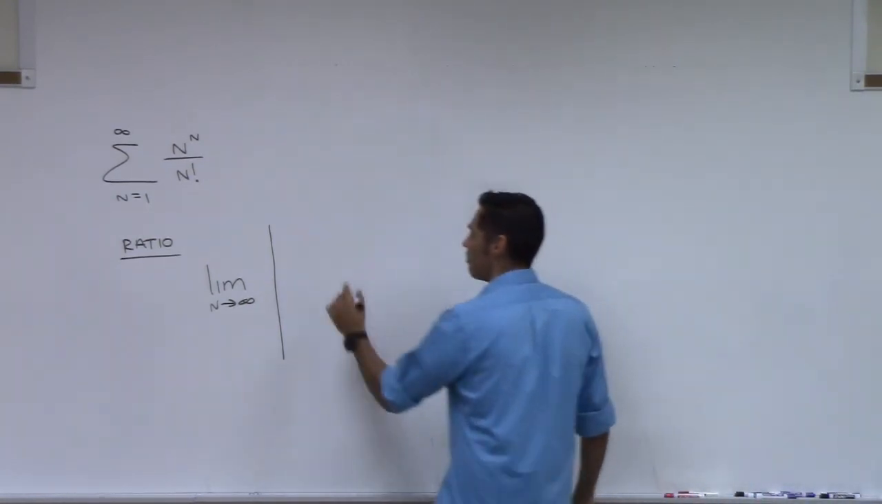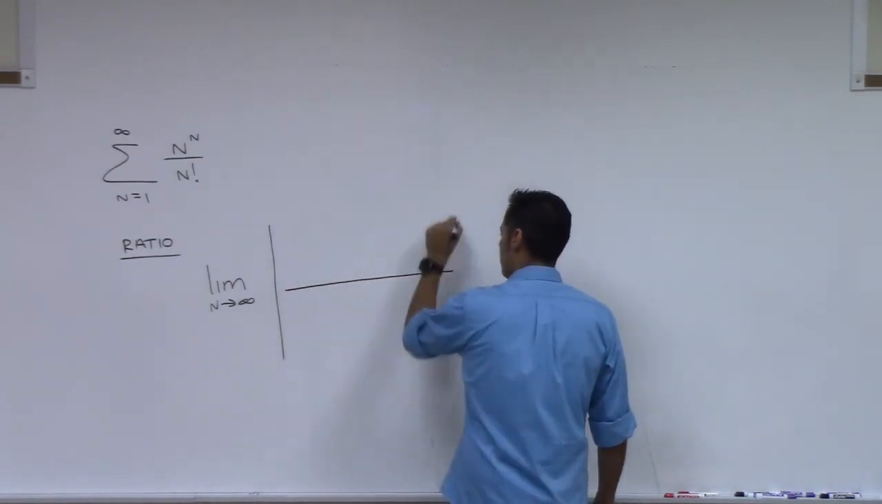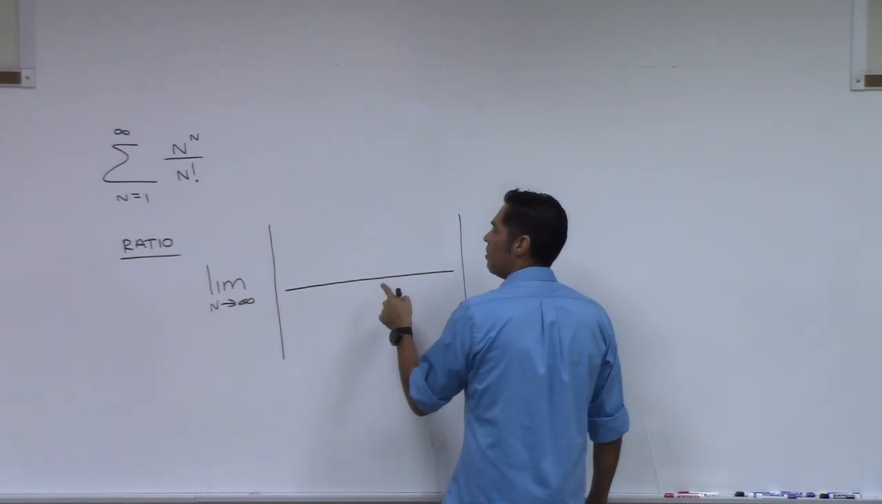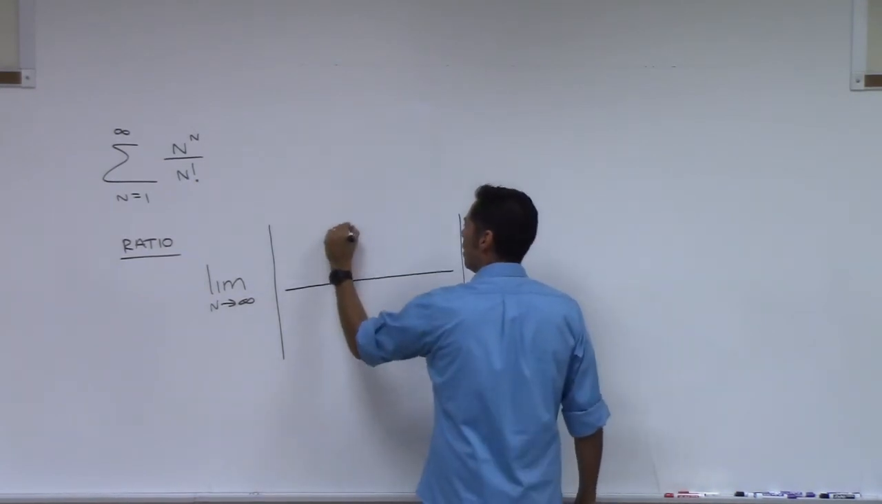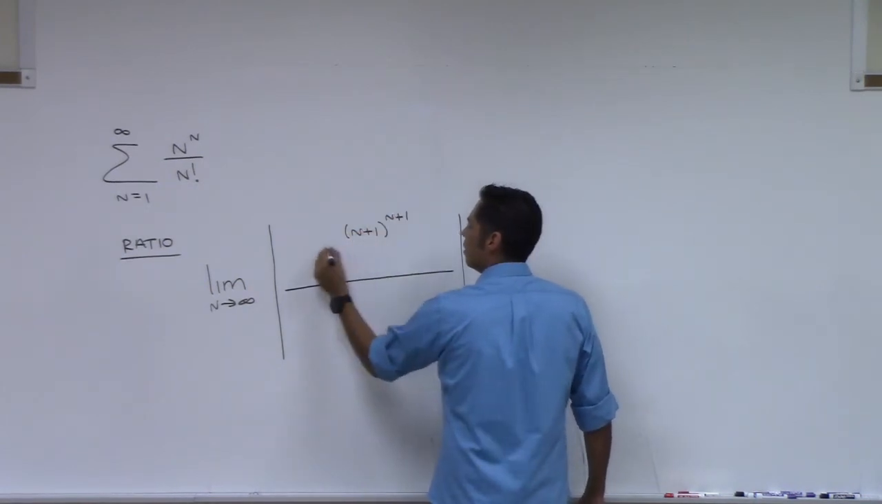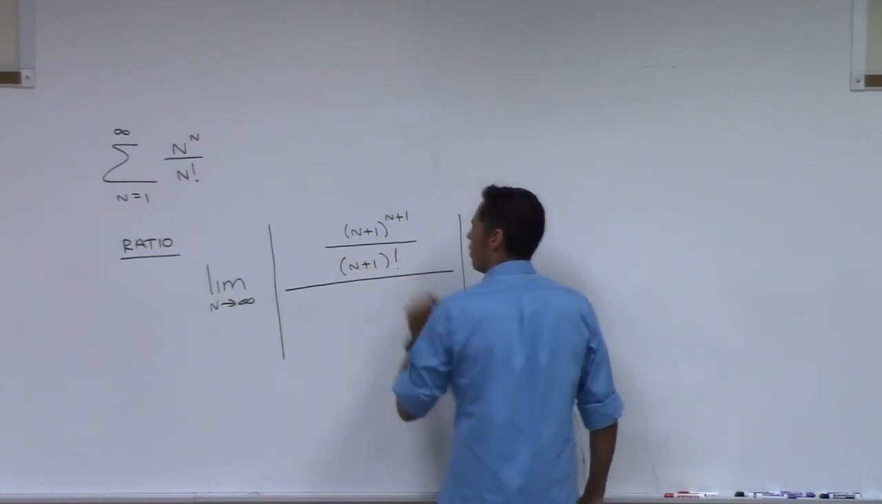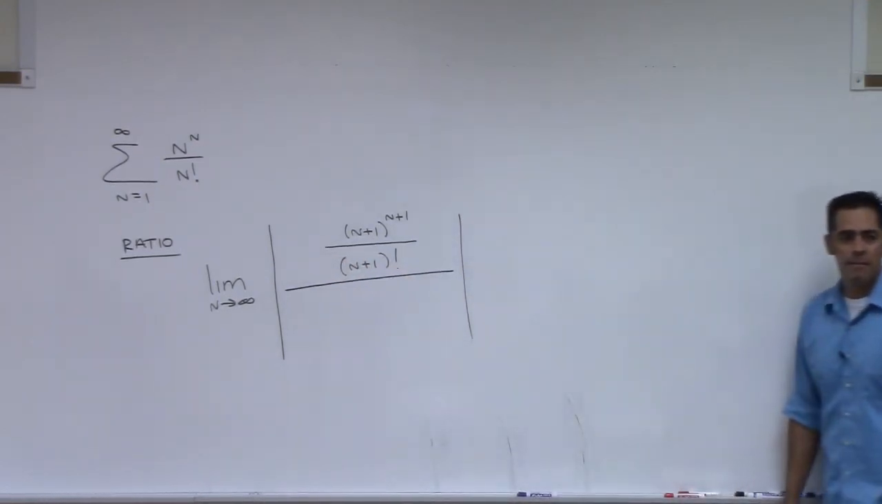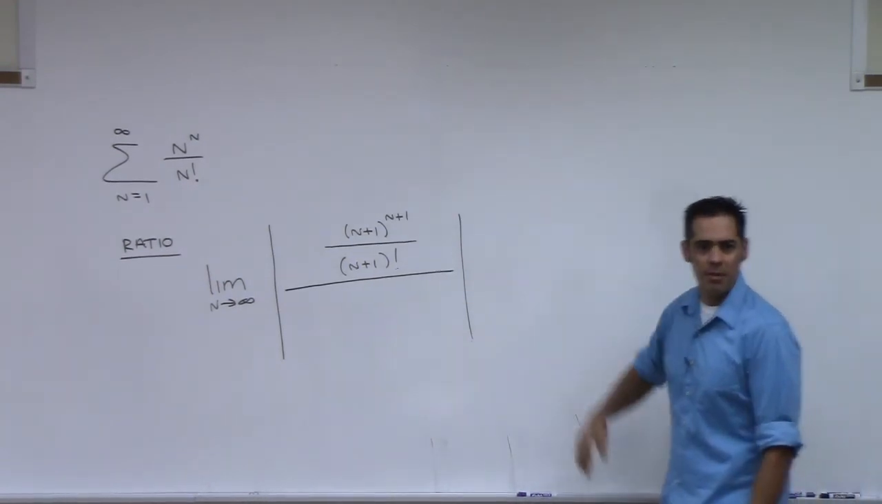So I'm going to do a ratio, right? And on top's going to go what? Absolute value. Top's going to go that with everything replaced with n plus 1. So be real careful with that. That's (n plus 1) raised to the n plus 1 over (n plus 1) factorial, right? And then the bottom one is just going to be the original sequence, right?